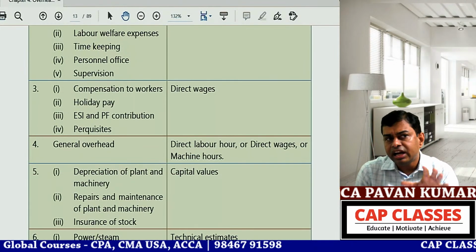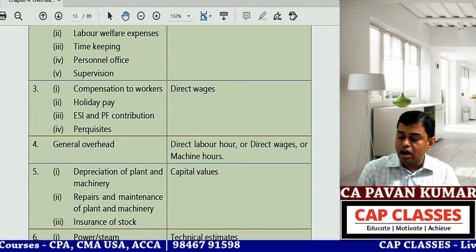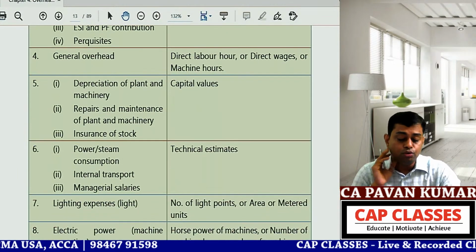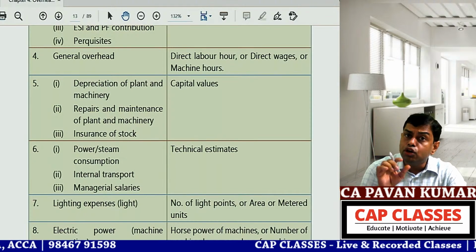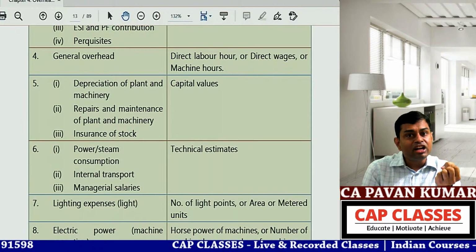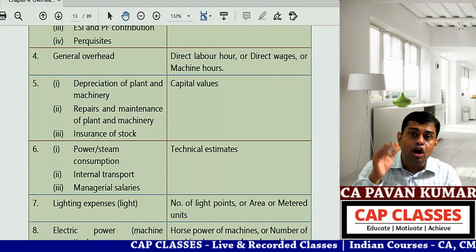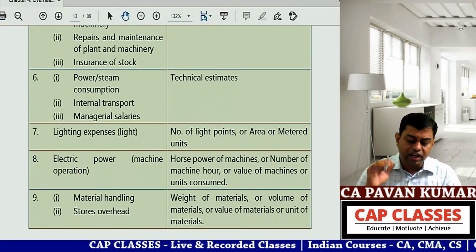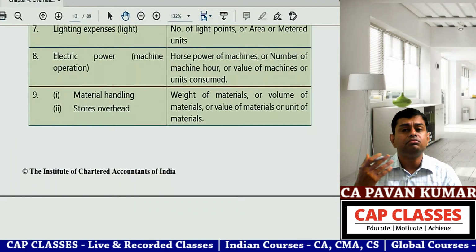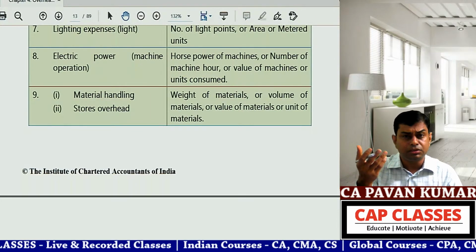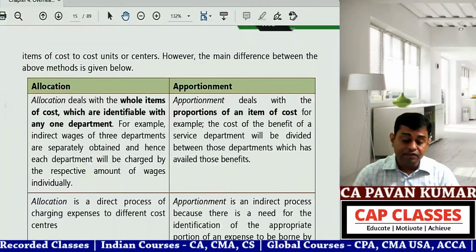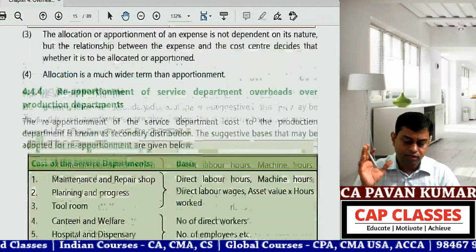Do you remember a similar table you have seen in departmental accounting? I think the 12th chapter in your accounts. The same table is there. Depreciation is based on capital value. Power, steam, etc. are based on technical estimates, or you will prepare a composite ratio. What is the composite ratio? Horsepower of the machines into machine hours. Like that we'll calculate one composite ratio. That will come in these problems also, don't worry. Electric power is based on horsepower of machines, number of machine hours, etc. Then material handling, stores overhead are based on weight of materials, volume of materials, or value of materials, etc. Like this. So they have given differences between allocation and apportionment, pure theory. Okay.